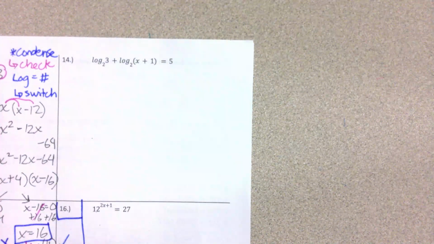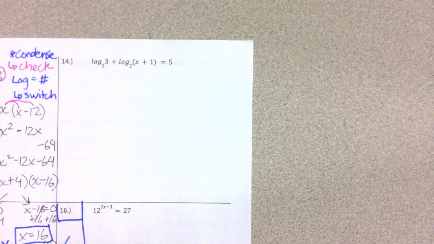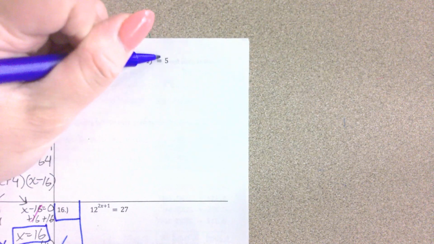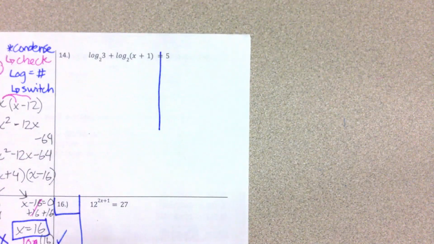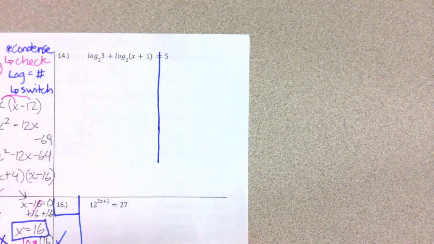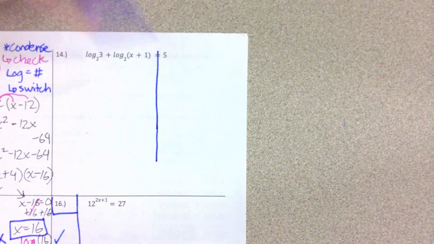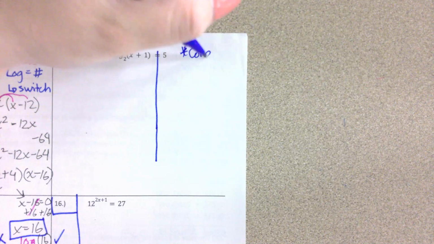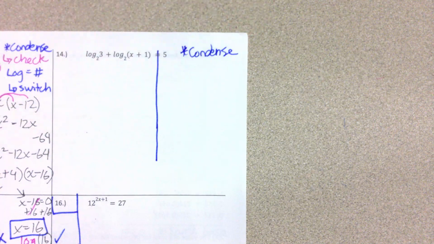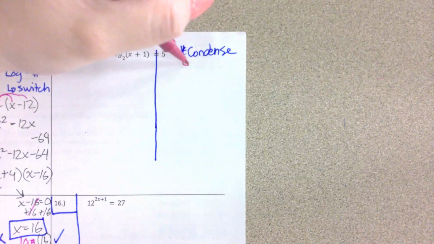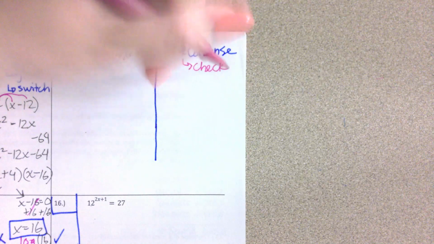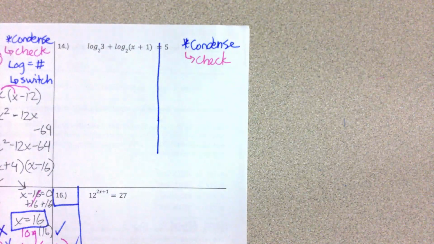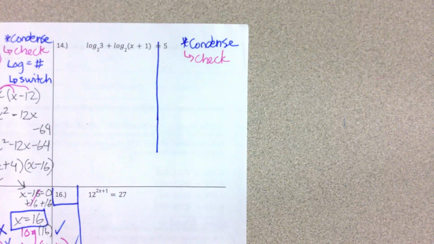Log base 2 of 3 plus log base 2 of x plus 1 equals 5. So right off the bat here, we've got 2 logs on one side. That's not allowed, so we do need to condense. And reminder, where you condense, you also check. All right, so we're going to condense on the left side real quick.